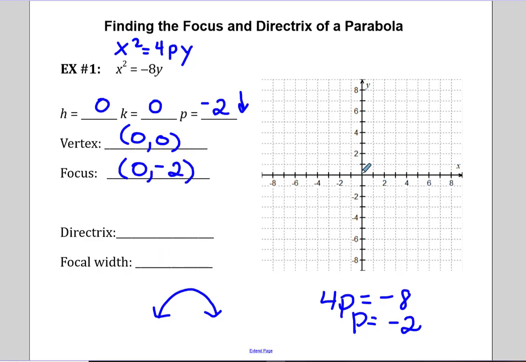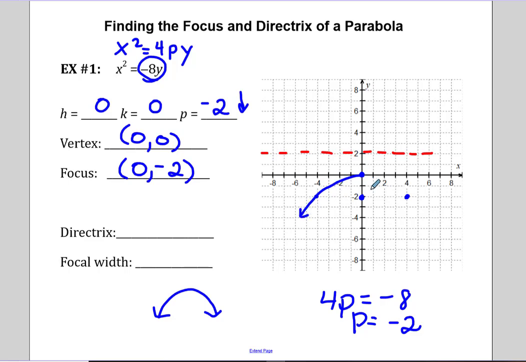So using the idea that we've got the vertex at the origin and the focus 2 units away, the distance for p is 2, so the opposite of p would go 2 units up, and that would give us the directrix. And then we said that the latus rectum goes from the focal point to the parabola on both sides. So we've got to get a distance of 8, which means we're going to go 4 units to the right from the focus point. 1, 2, 3, 4. And 4 units to the left. 1, 2, 3, 4.